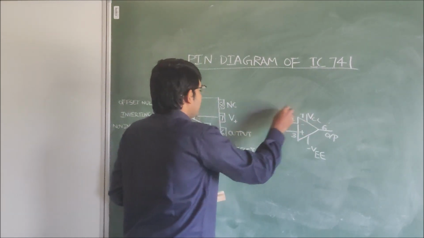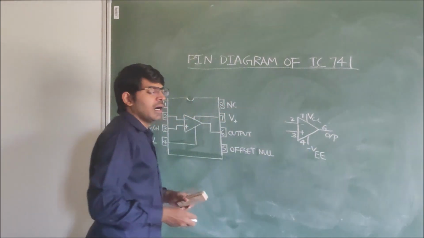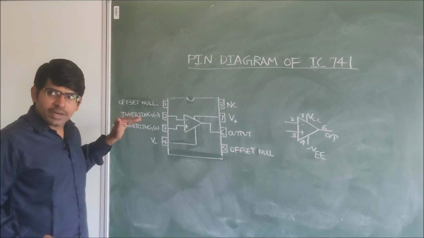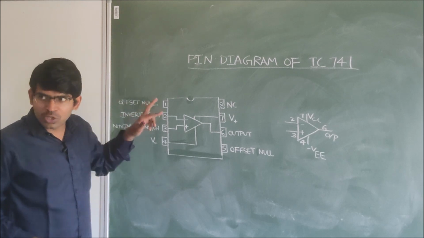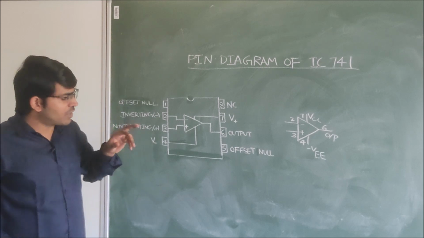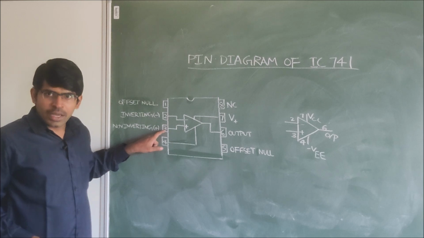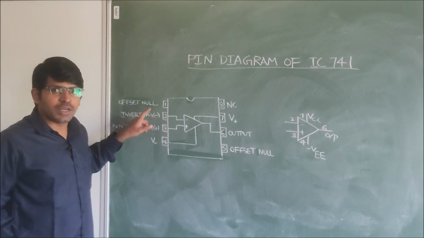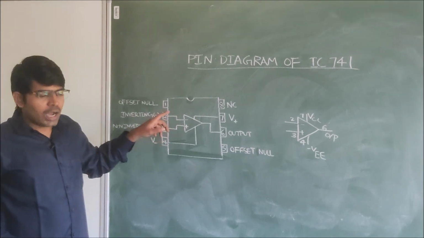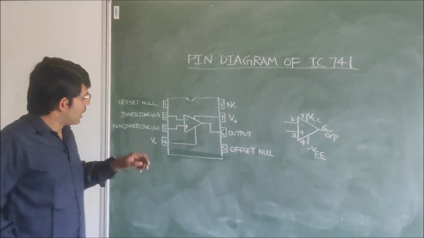Seventh pin is the plus VCC. Fourth pin is the minus VEE. We have to connect our signals, both signals. Whichever signal we want to give to the non-inverting terminal, we have to connect at terminal 3, and whichever signal we want to give at the inverting terminal, we have to connect at terminal 2. Output we take from terminal 6.